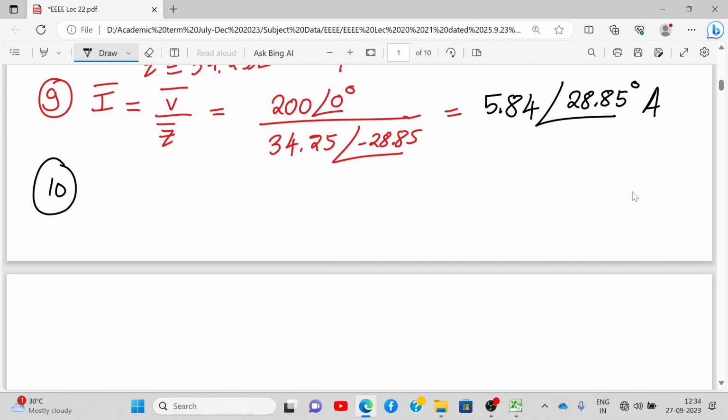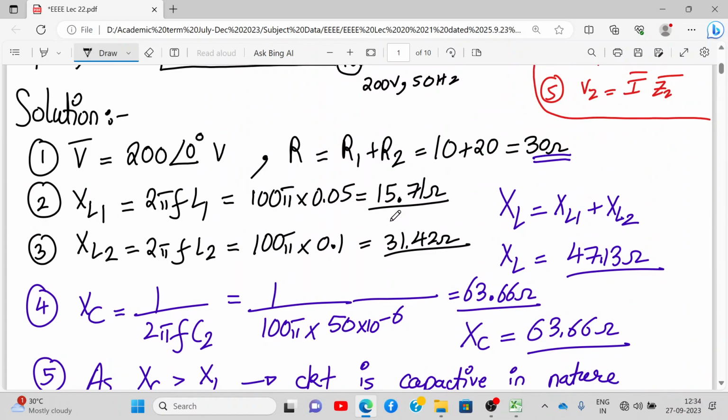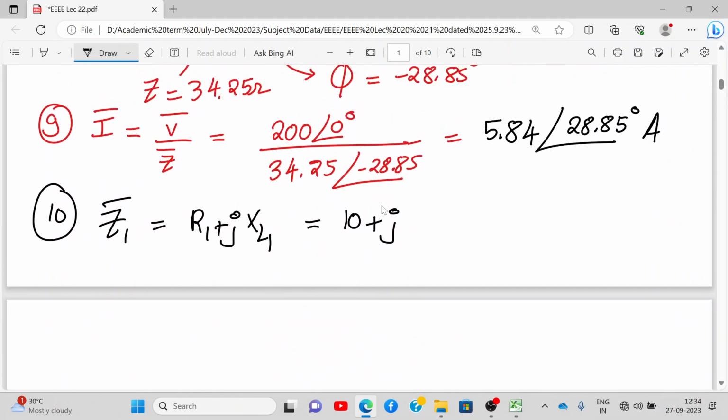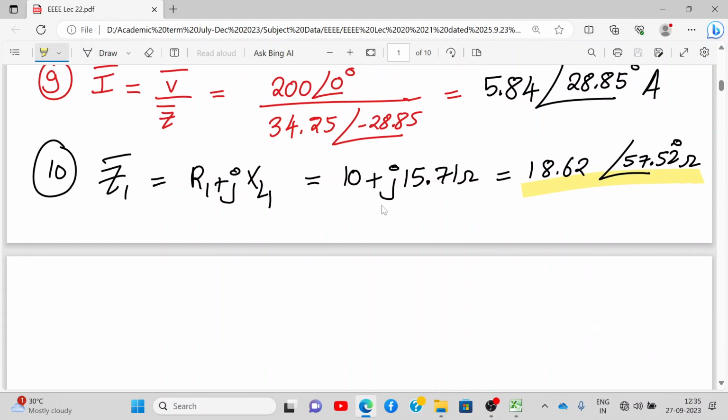You know where it is heading. So we need to calculate Z1. Z1 is R1 plus j XL1. Now tell me what is R1? 10. And what is XL1? We have calculated that. XL1 is 15.71. Convert this into polar form. 18.62 angle 57.52 degrees. So this is my value of Z1. Are you getting it?